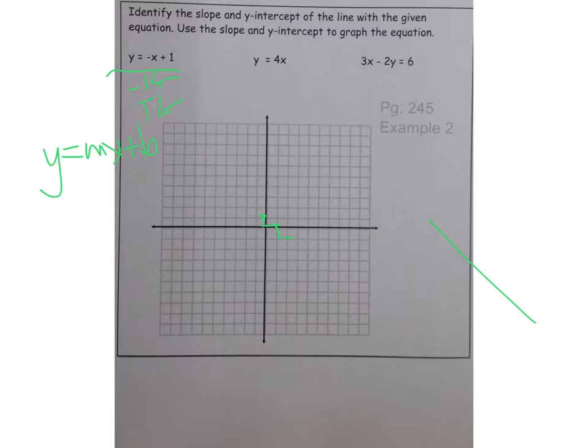So 1 to the right and down 1, and again, and again, and so on until you get this nice, neat line here. It's just about going down 1 and over 1. So that's how it works when you have that slope-intercept form that you can do really quickly.